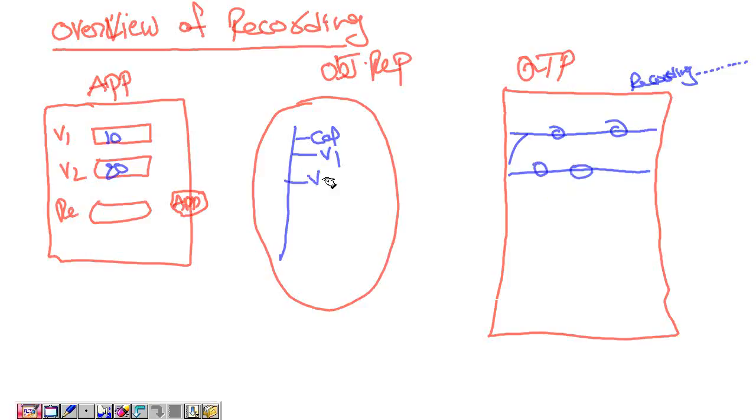Now the value is 2, and the statement and object will be generated. Click on the add button, that statement will be generated, and the add button object will be stored into the object repository.